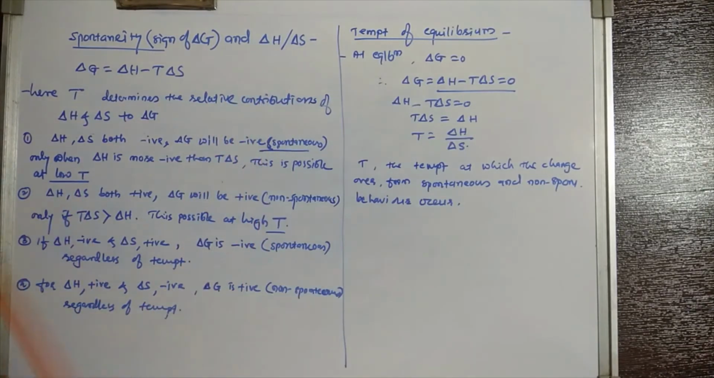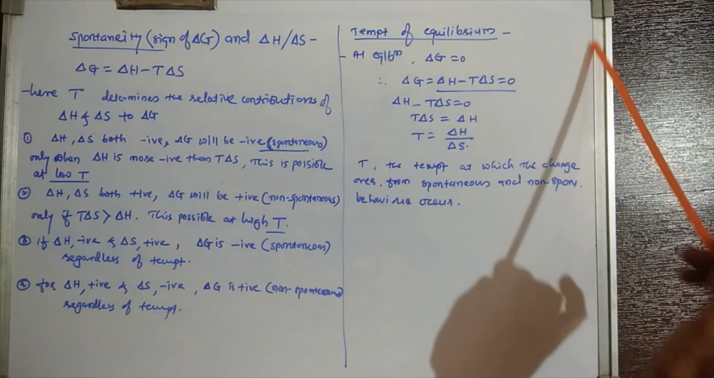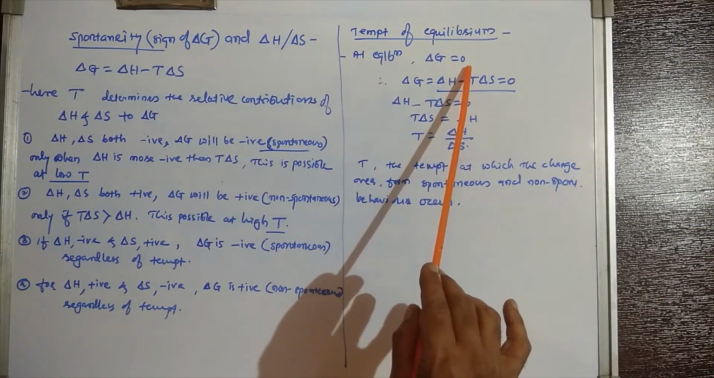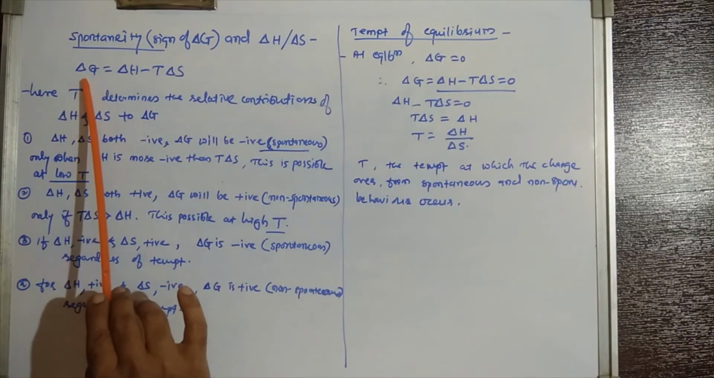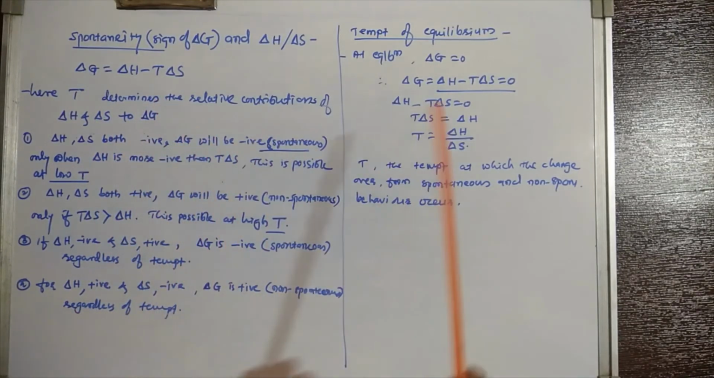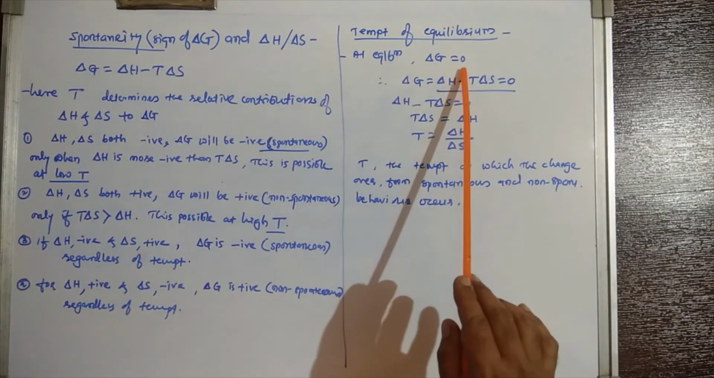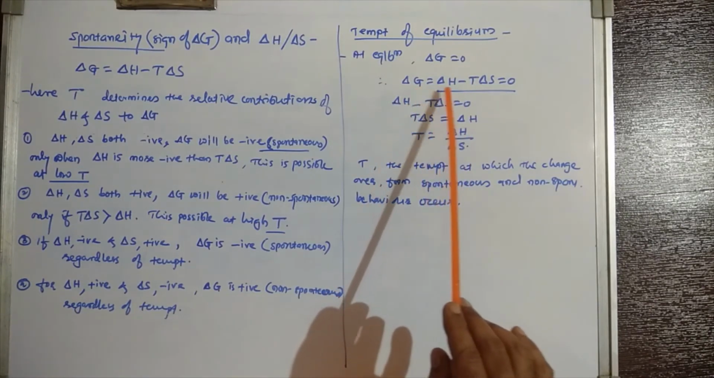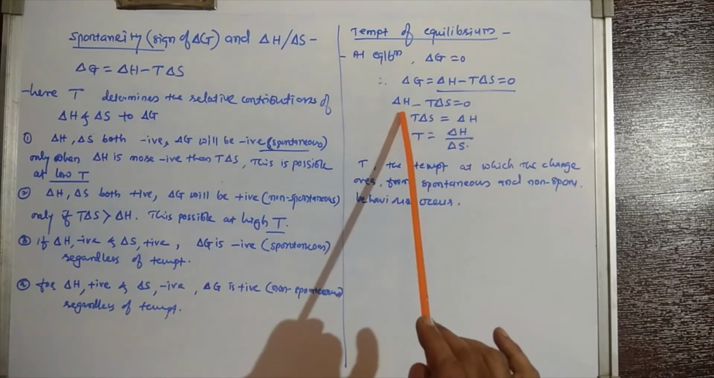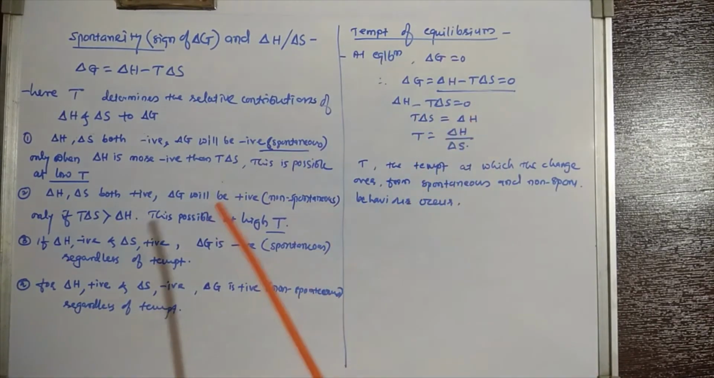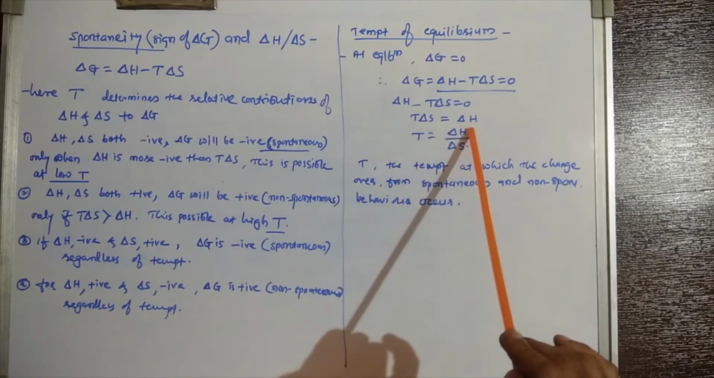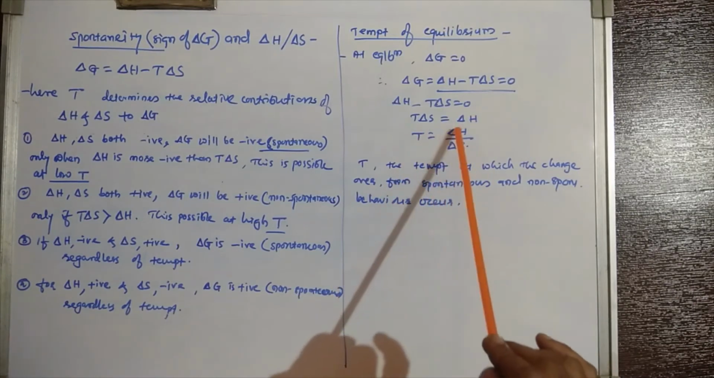Now temperature of equilibrium is one term given in the textbook. So at equilibrium, delta G is equal to 0. We know the equation, the change in Gibbs energy, delta G is equal to delta H minus T delta S. If at equilibrium delta G is equal to 0, then delta H minus T delta S is equal to 0. So rearranging this equation becomes T delta S is equal to delta H.